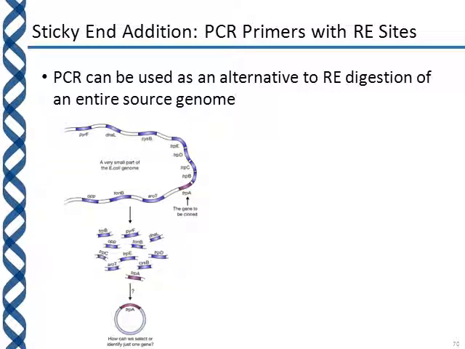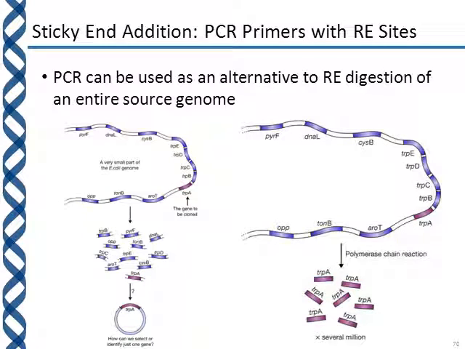Another option for sticky end addition are PCR primers with restriction enzyme sites. PCR can be used as an alternative to restriction enzyme digestion of the entire source DNA. Here, this shows the earlier example of restriction enzyme digestion fragments derived from the whole DNA molecule of a bacteria. You can achieve the same thing using PCR, but now instead of having fragments, you have the PCR products.